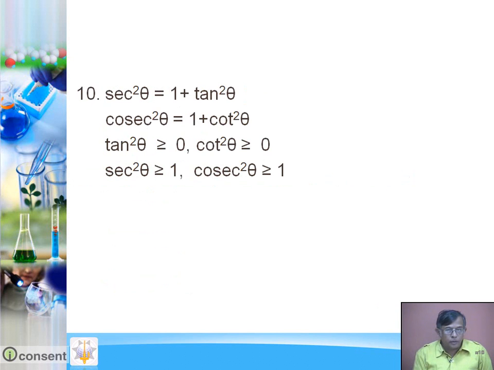Now next, sec square theta is equal to 1 plus tan square theta, and cosec square theta is equal to 1 plus cot square theta. As above, tan square theta is greater than or equal to 0, cot square theta is greater than or equal to 0, sec square theta is greater than or equal to 1, and cosec square theta is greater than or equal to 1.